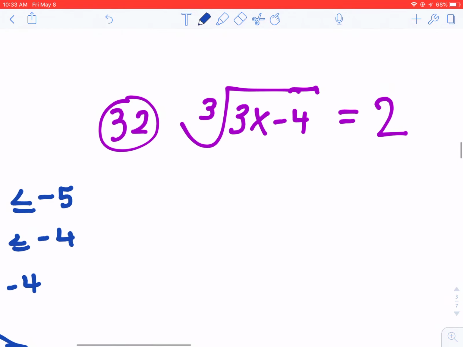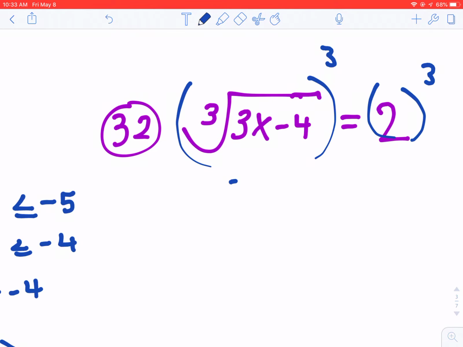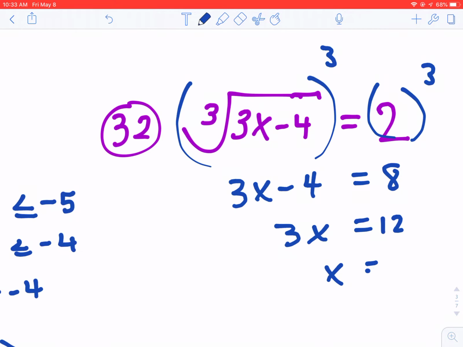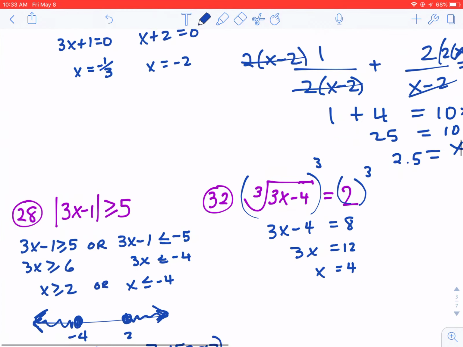All right. And then this one, it's a cube root, so I'm going to cube both sides. So I have 3x minus 4 is equal to 8. Add 4, 3x equals 12, x equals 4. And you can check those too, but those pretty much always work.